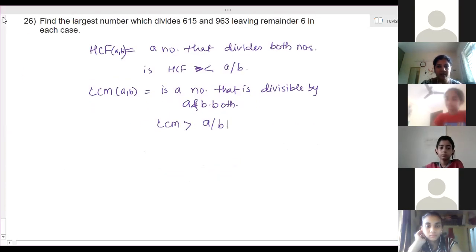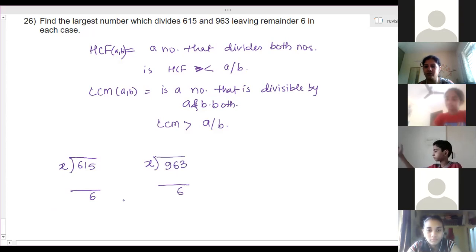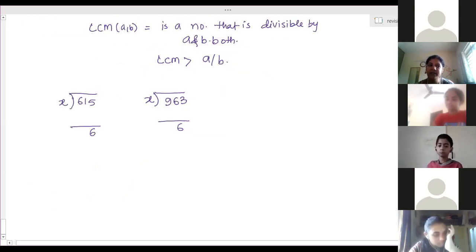But when we divide 615 by a number, suppose X, it leaves a remainder 6. And the same number X is dividing 963 also, and it is leaving the remainder 6 as well. So now you have to find a number which is completely divisible by X. How to find that?